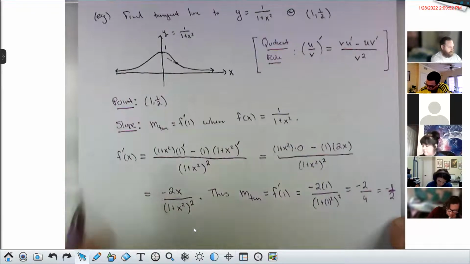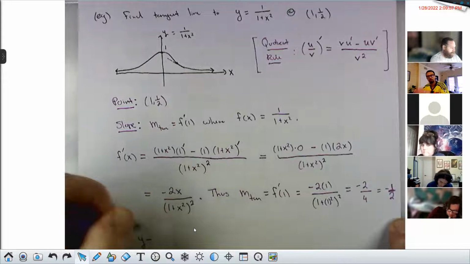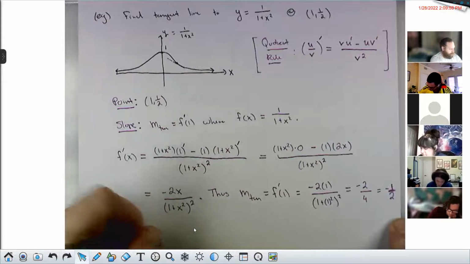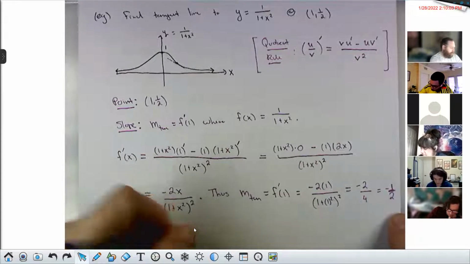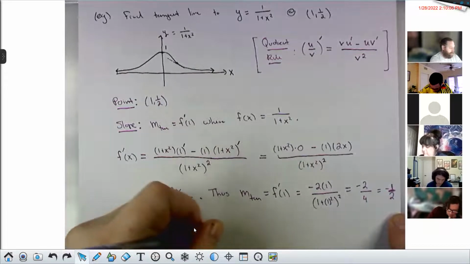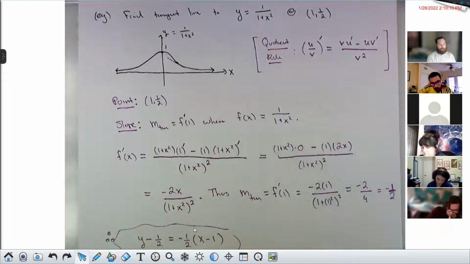And now you've got your point, you've got your slope. Therefore, your tangent line is y minus the y value at that point equals your slope negative 1/2 times x minus your x value at that point. That's the tangent.